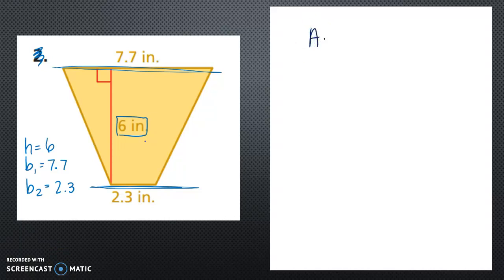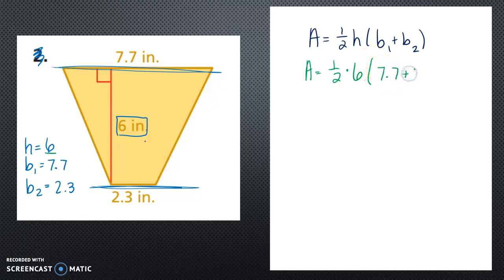Let's write down the formula. Area equals 1/2 times height, in parentheses, base 1 plus base 2. Again, the more you write that formula, the easier it is going to be for you to remember it. So we've got A equals 1/2. The height is 6. And then our two bases, base 1 was 7.7 plus base 2, which is 2.3.